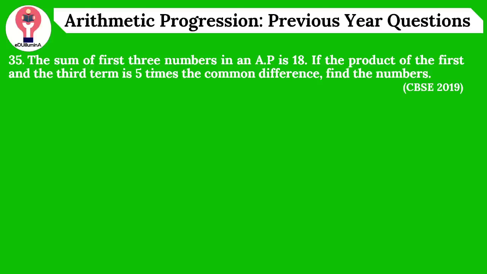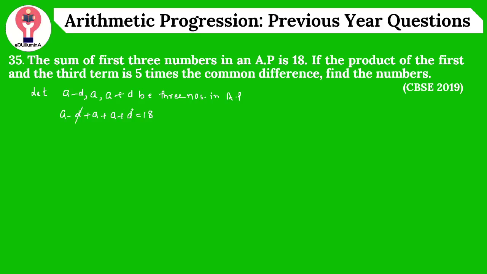Next question is, the sum of first three numbers in AP is 18. If the product of the first and the third term is 5 times the common difference, then find the numbers. So we have to find three numbers which will be in AP. So we assume, let a minus d, a and a plus d be three numbers in AP. Now the sum is given, so their sum is a minus d plus a plus a plus d, which is equal to 18.